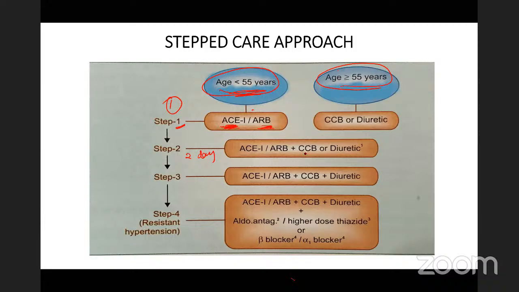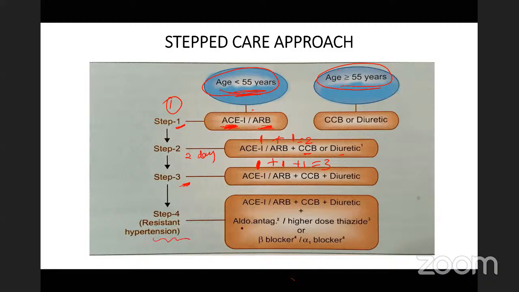Okay, preferably we add a calcium channel blocker or a diuretic. You choose one from this group and one from this group, so there will be two drugs. In step 3, if the BP is still not coming down, you add one more drug: the ARB, the calcium channel blocker, and the thiazide. These are 3 drugs you have to add. Okay, ARB or ACE inhibitor, calcium channel blocker and diuretic. When BP is not controlled by 3 drugs, we call it resistant hypertension.